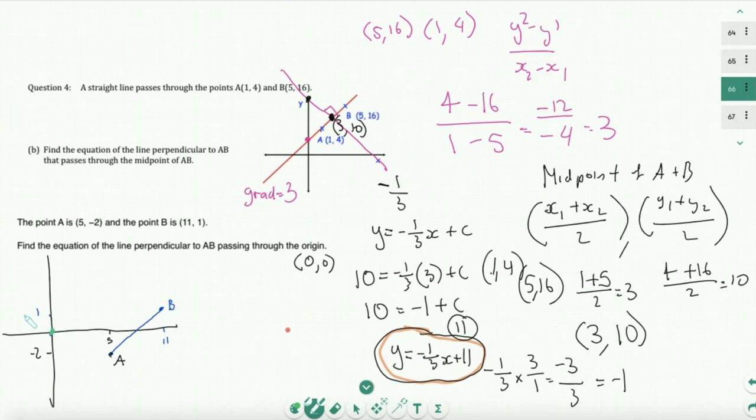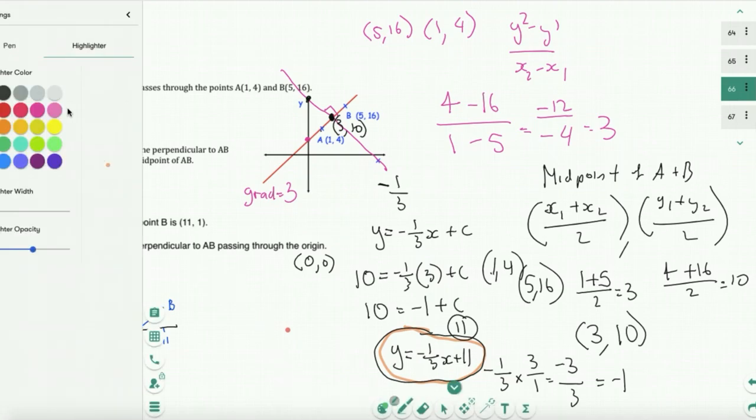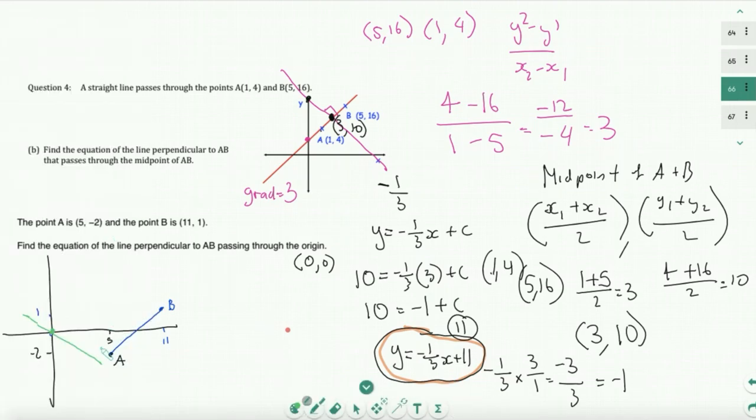And it's perpendicular. Well, it's going to look something like this. It's not accurate, but they're going to be at a right angle. So we have to find the equation of this green line. Let's first find the gradient of AB, and once we find that, we can do the negative inverse to find the gradient of our green line.